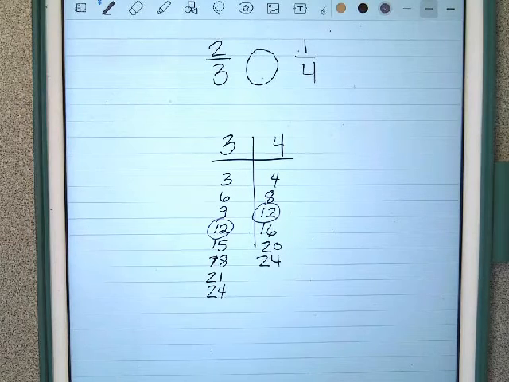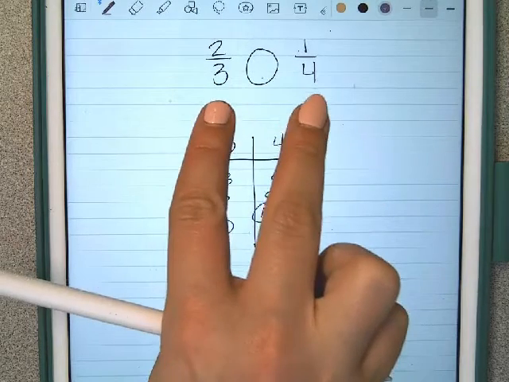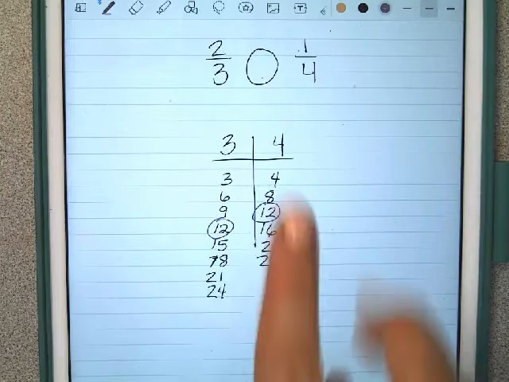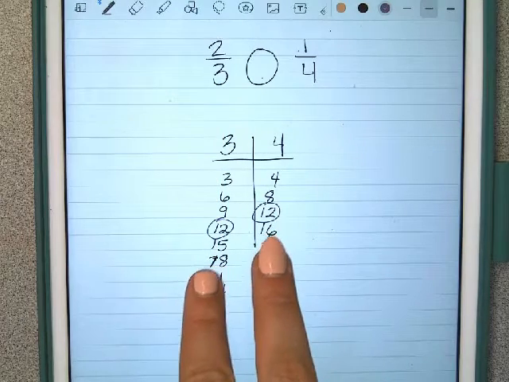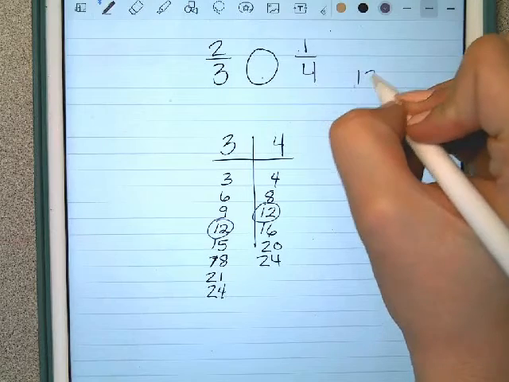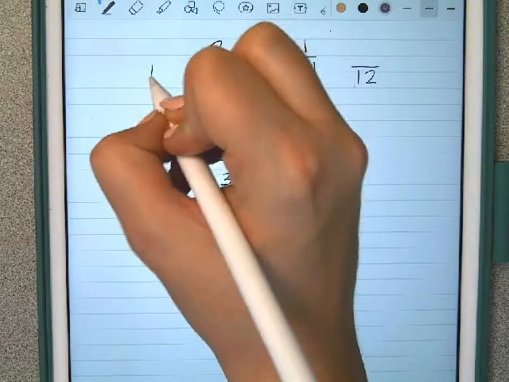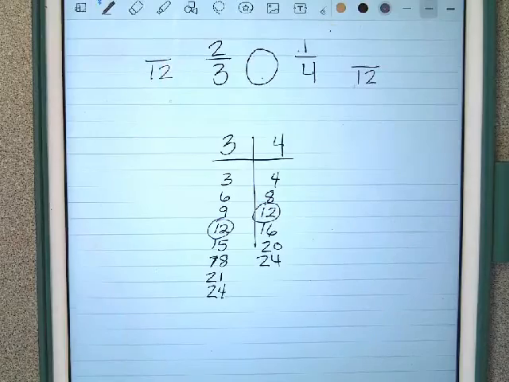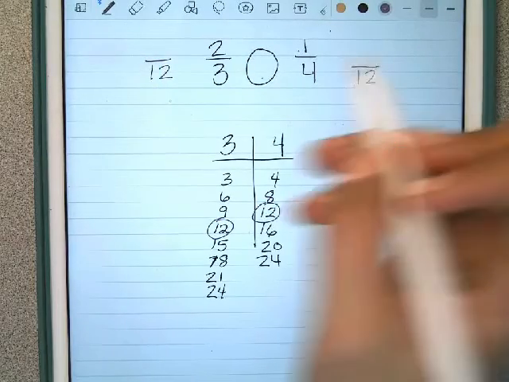What I'm going to do now, since they have a common denominator, is change both of these fractions to have the denominator of 12 using the power of 1. So what I like to do is set up 12 next to it. And I'm going to use my power of 1.